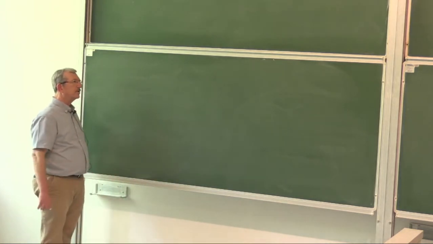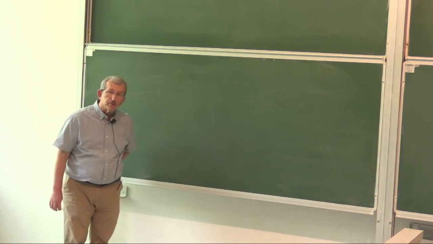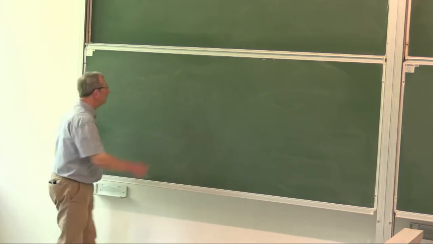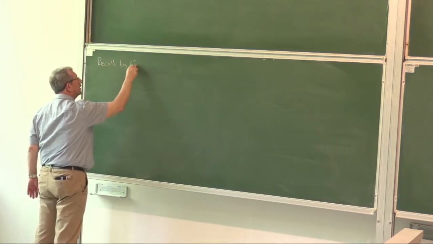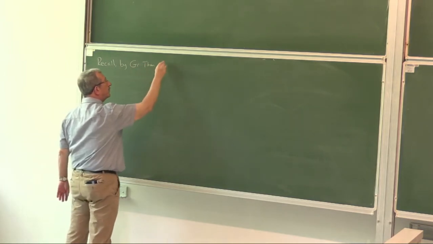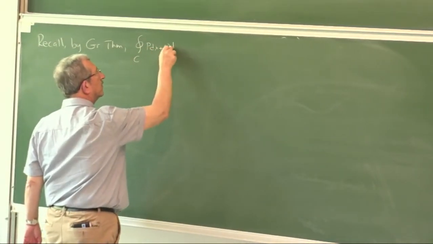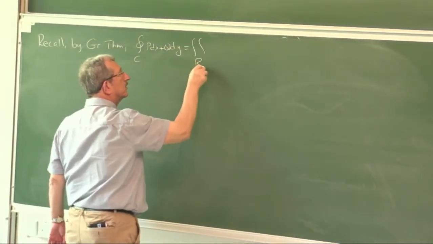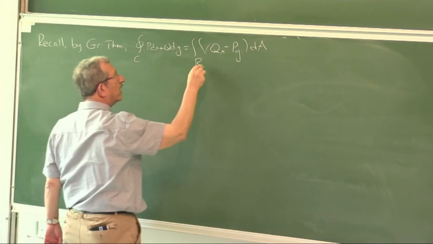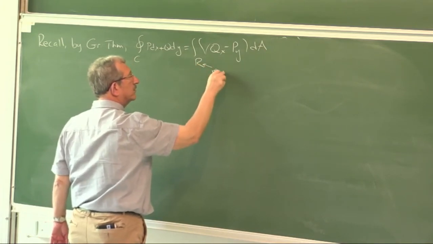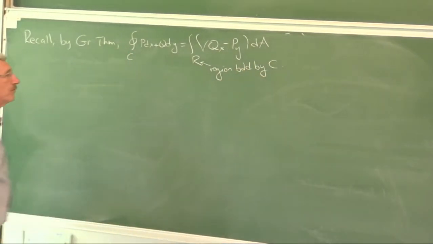we ask the question, as you remember, when Q sub x minus P sub y was 0. Because if it were 0, let us recall that by Green's theorem, very roughly, this was the double integral of Q sub x minus P sub y. Here R is the region bounded by C. C is a closed curve.